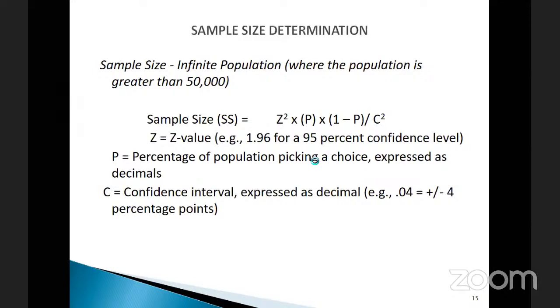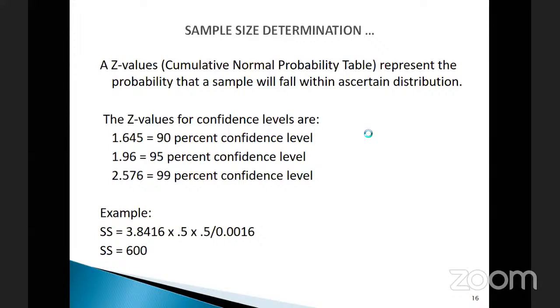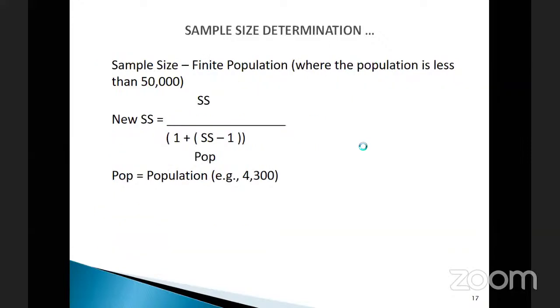So this is an equation that can enable you to calculate sample size. The equation is there. All you just need to do is to plug in the values. This is for sample size for an infinite population, where the population is greater than 50,000. And you can always plug in the values and compute. And this is sample size for finite, where the population is less than 50,000. You modify the formula a little bit.